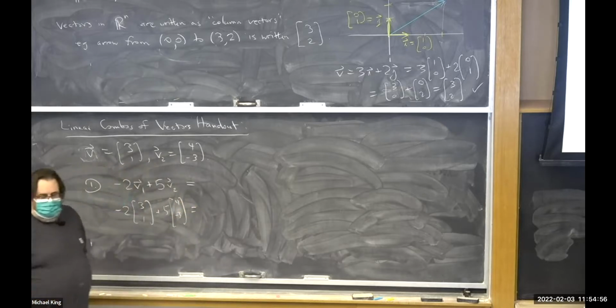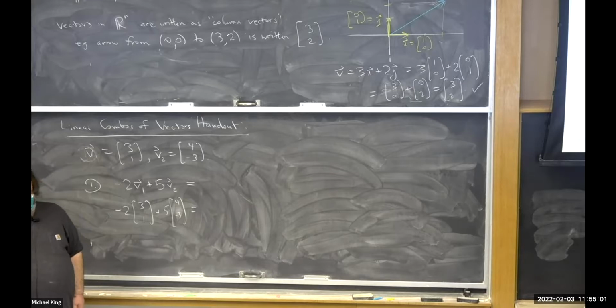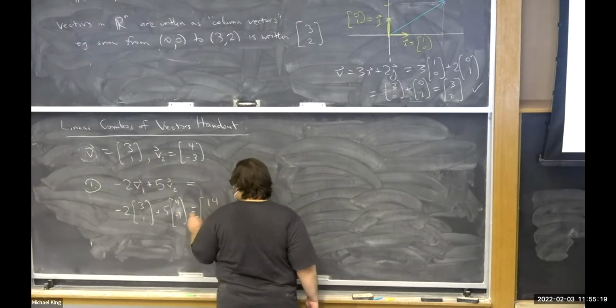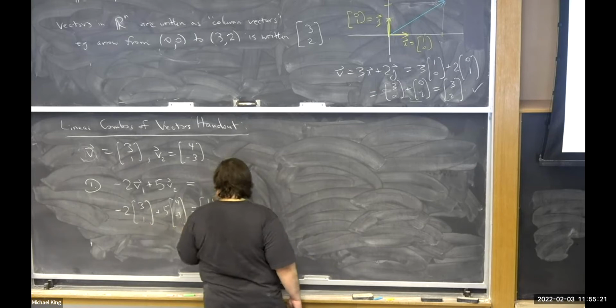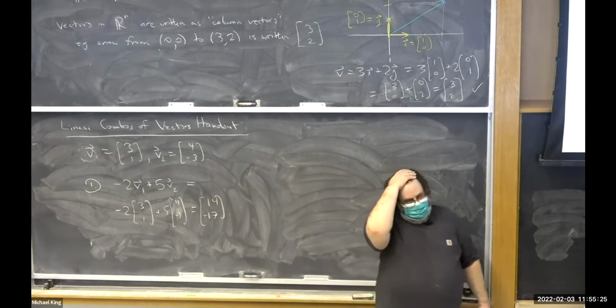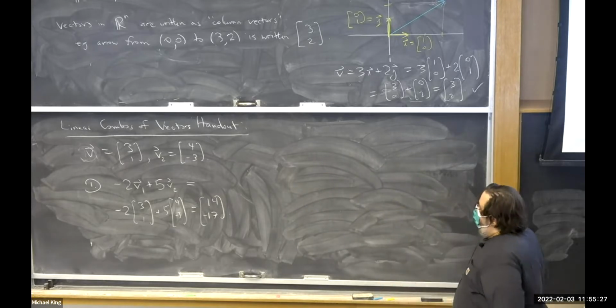Someone tell me what they got? 14, -17. Okay, -6 plus 20, that's good. -2 minus 15 is -17. So that's what you do to take linear combinations of vectors. You just scale each one and add them together.